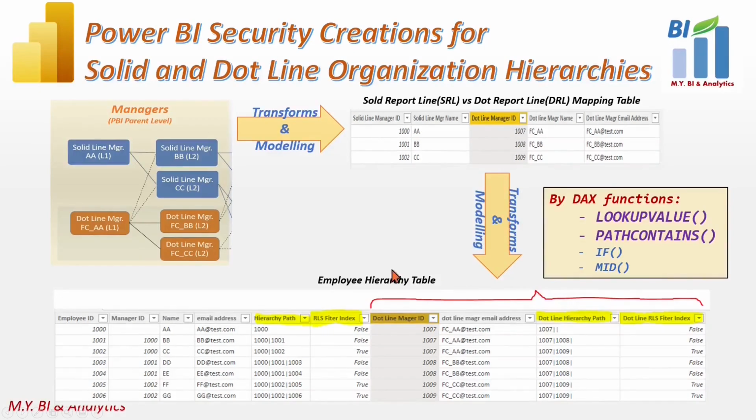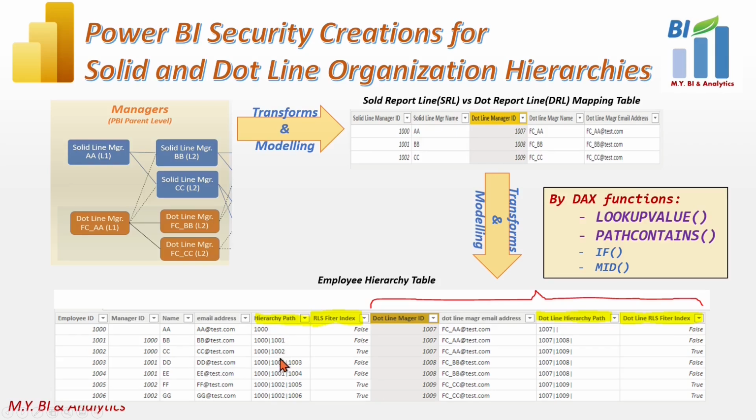We first convert the mixed report line hierarchy into a consolidated table which has a one-to-one mapping between the solid line manager and the dot line manager by manager ID. It is also the employee ID. Then add manager name and email address in the table as well. The key step of the approach is applying DAX functions, LOOKUPVALUE and PATHCONTAINS, etc.